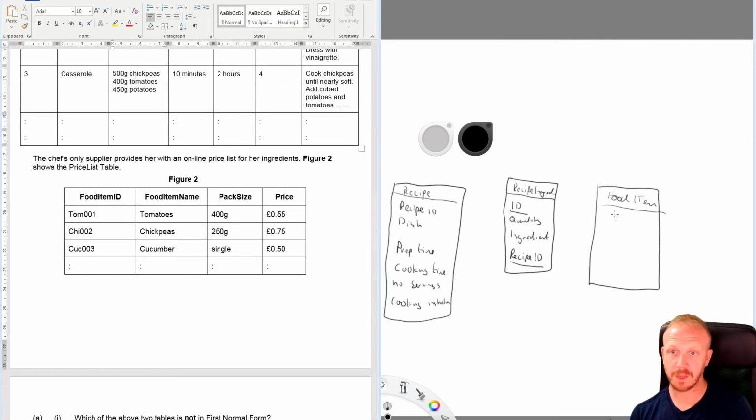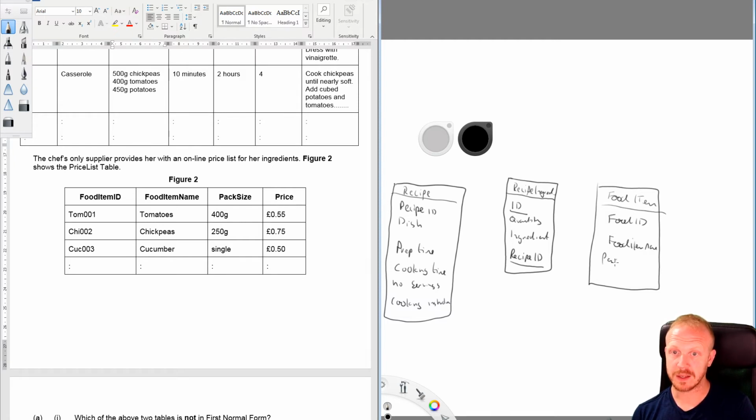So we've got our food ID, our food item name, our pack size, and our price. So this is already correct as part of that. Can we link these together? Well, we can. We can say that this ID up here can be a food item ID.